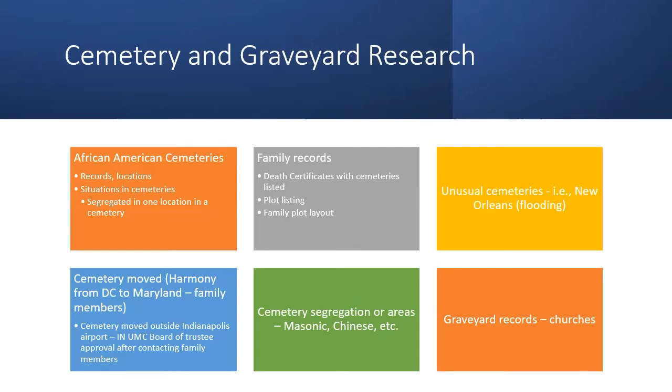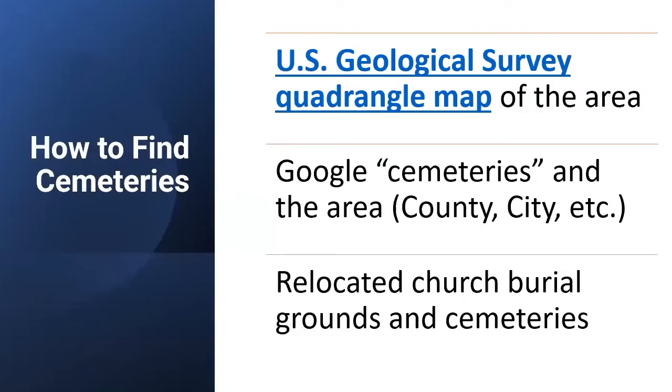But a key thing in terms of churches is to really take a look at the graveyard records associated with that church. And this is a carryover from England and Europe itself, where the churches themselves had birth, marriage, and death records that they maintained on their parishioners. Now, how to find cemeteries? Well, there's a geological survey map of the area, and it'll provide information. Google cemeteries in the area for the city and county and the like. Google will provide it to you. Also, relocated church burial grounds and cemeteries are hard to find, but they can be found with local records as well as state records.